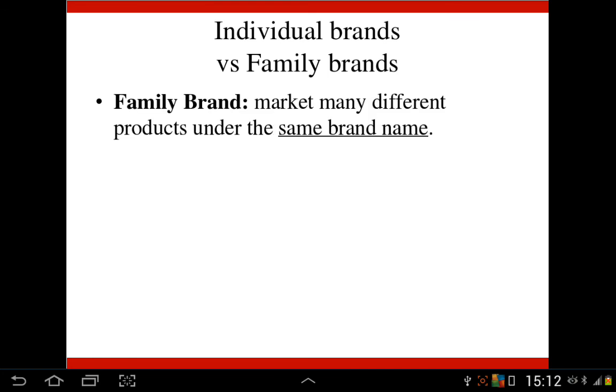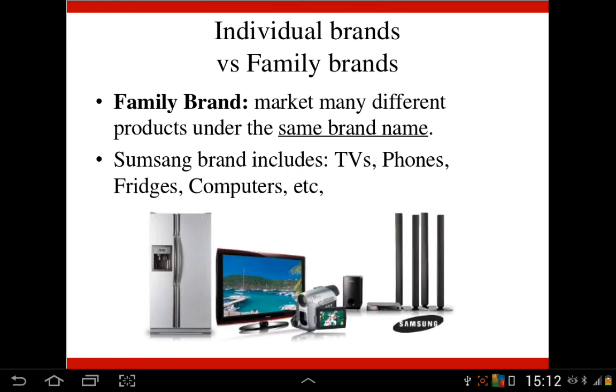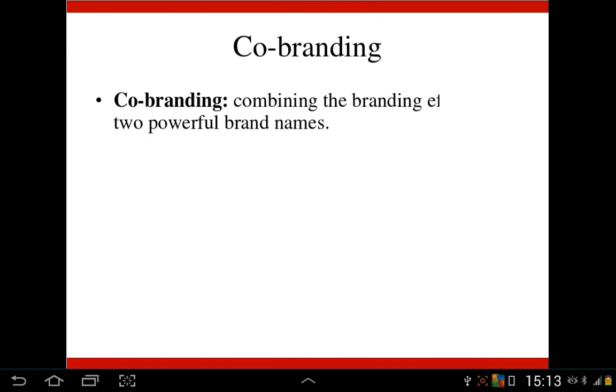Okay, then we have a family brand. This is when all the different products have the same brand name. So Samsung, for example, is one brand and they have the same name on all their different types of products like TVs and phones and fridges and computers and video cameras and so on and so forth. They don't have different brand names for each of the products. They have the same brand name. It's a family brand.